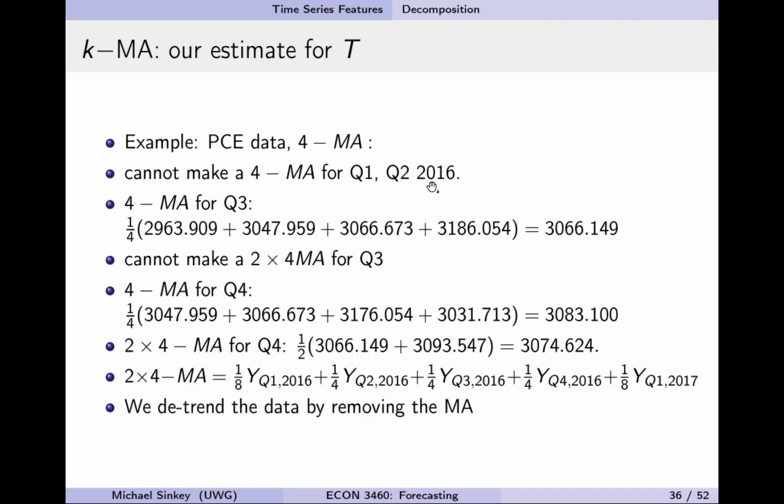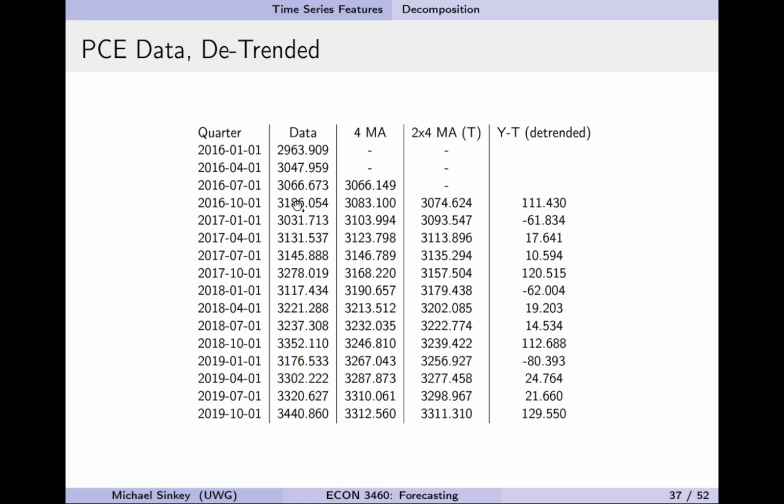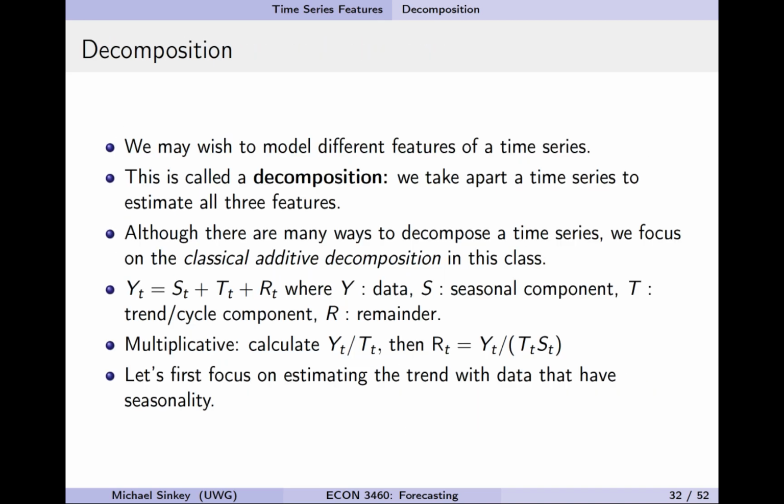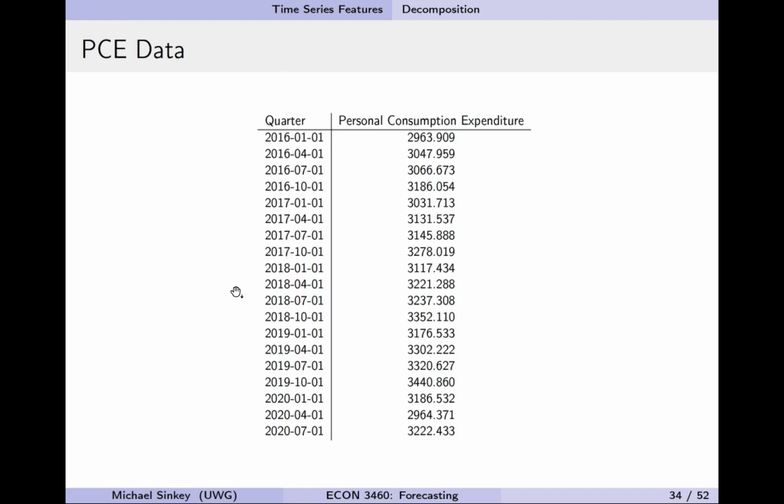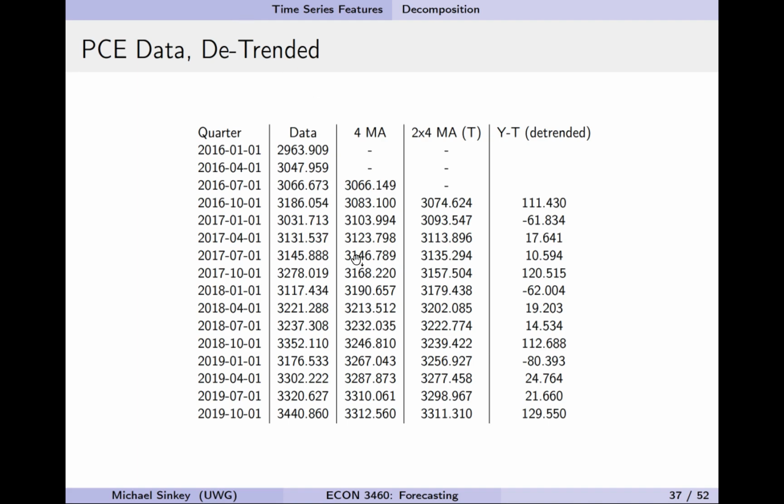So we detrend the data. How do we detrend the data? We remove the moving average. I take the data, I subtract out the moving average, and then I have something that's seasonal with the remainder. So if we go back to the decomposition strategy, y is equal to s plus t plus r, I estimated t in two different ways. Here's an asymmetric moving average, here's a symmetric moving average, and here is my detrended data set: y minus t.